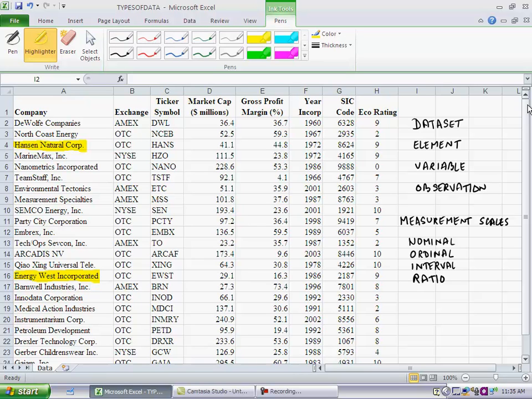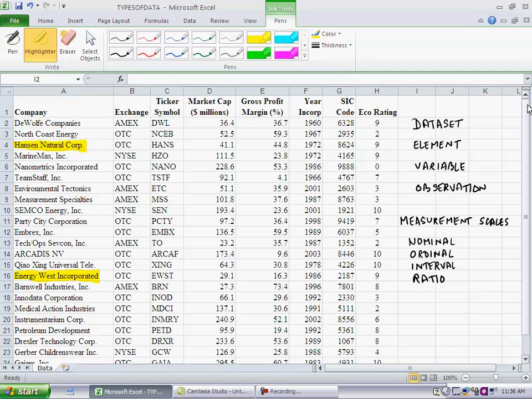Typically the elements are identified by names or numbers. Sometimes you want to anonymize the elements and the names are not listed. For example, students could be listed by some anonymous number instead of their names. In this example, we have 25 elements, and for each element we measure certain properties. The properties of each element that we measure are the variables, and in this case they are represented by the columns.